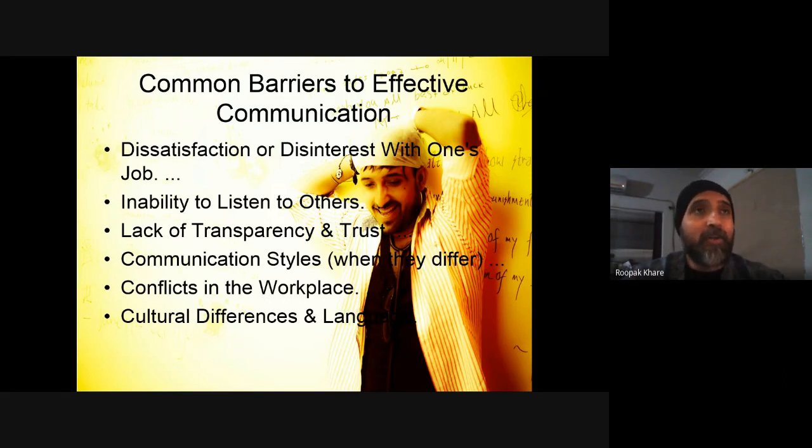Inability to listen to others. There's a difference between hearing and listening. You remember, you should be listening properly. Lack of transparency and trust. Even when you're sitting in front of them, you've applied for the job, but you don't trust them, and that shows in your expressions. Don't do that. Communication styles could be different. There could be some conflict in the workplace, right? And cultural differences or linguistic differences can also be bad. I will tell you about these cultural differences in the coming slides.